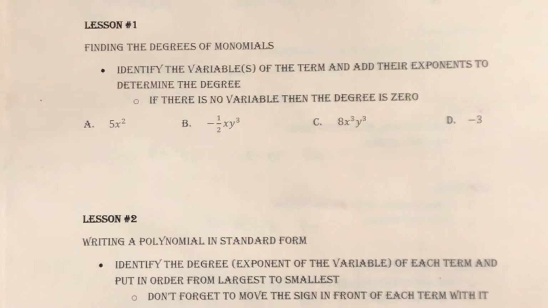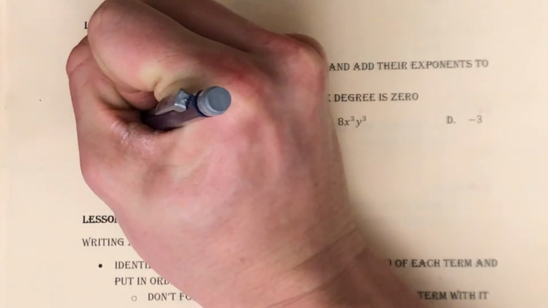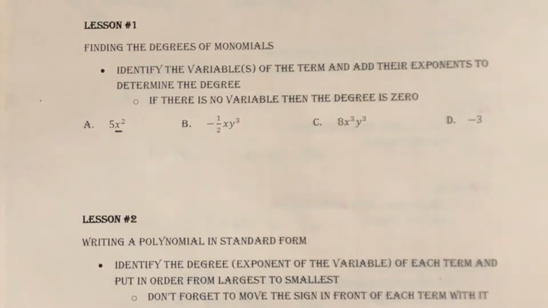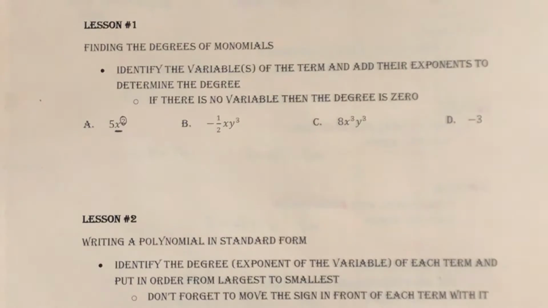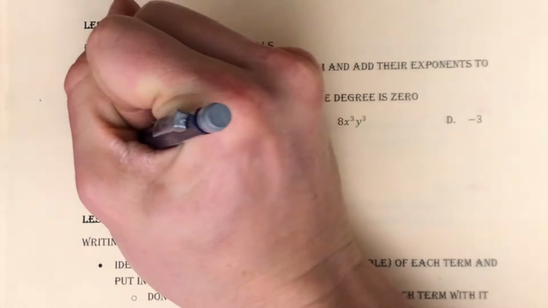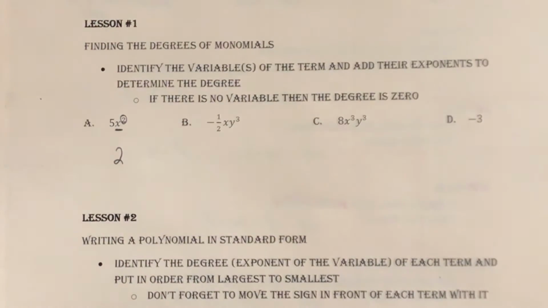So let's take a look at example A. So example A says 5x squared. Well, the only variable that I see is x right here. So the degree of the monomial is going to be whatever x's exponent is. Well, that is 2. So the degree of this monomial is 2. Because x was the only variable, the only exponent on it was 2, so that makes it the degree of the monomial.